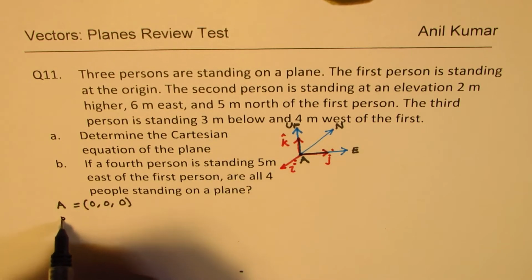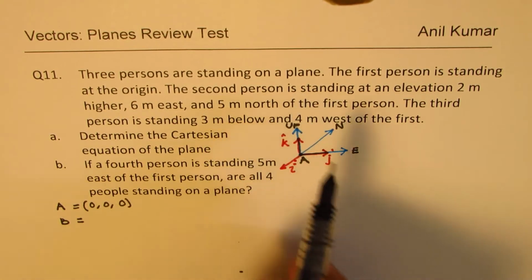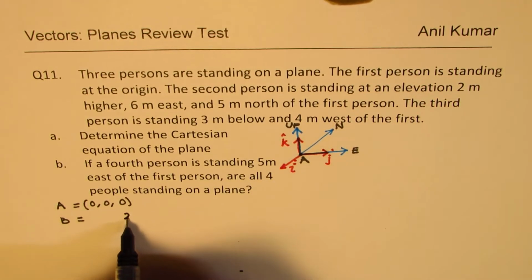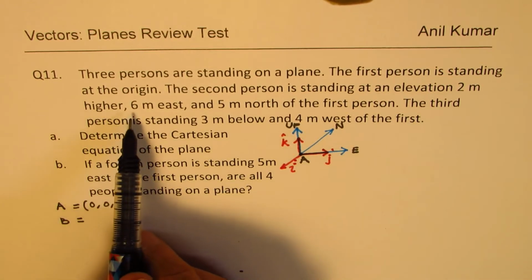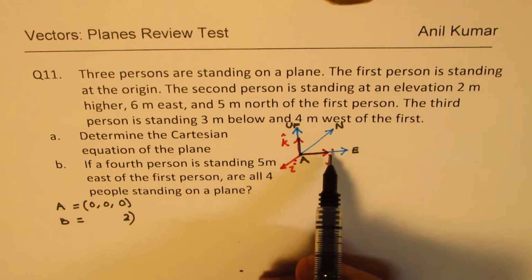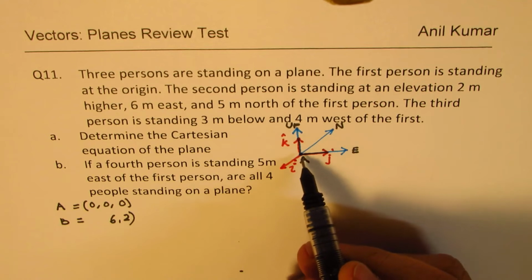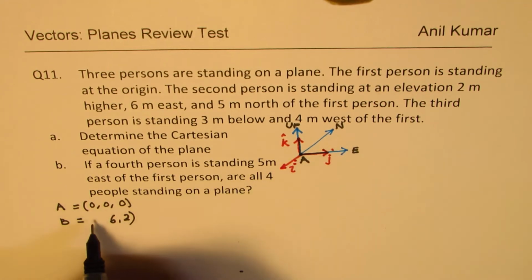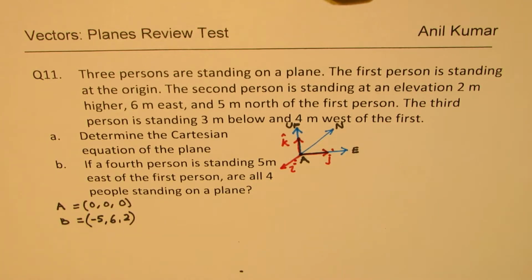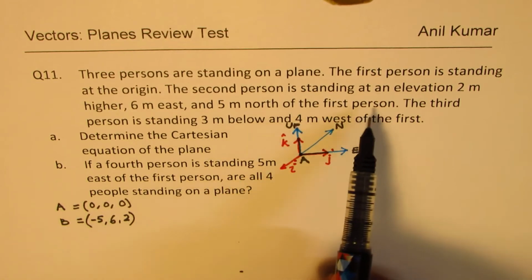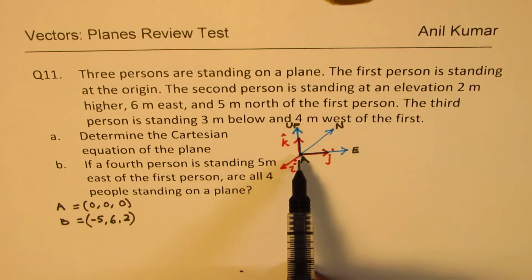The second person, we'll call B, which means the second person is standing at an elevation of 2 meters upright, which is going to be positive. So this is going to be 2 higher. 6 meters east, that is along the Y, so we'll take this as 6. And 5 meters north, now this is going in the reverse direction of I, so I'll take this as minus 5. It's kind of important to define your structure and then solve it. So that is how we get the coordinates of the other person with respect to the first person who is at the origin.